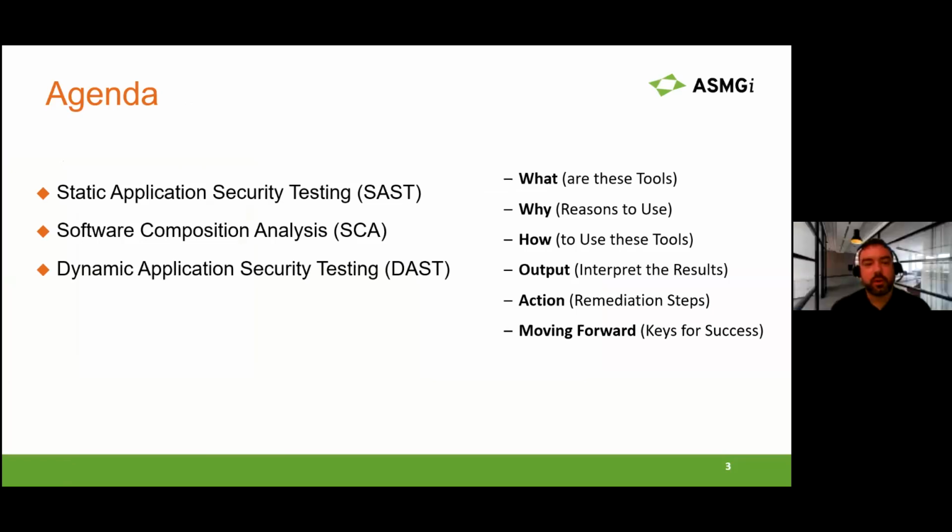And today for our agenda, we're going to cover a few different tools that we use on a daily basis, and some are a little newer, some are good old standbys. They're static application security testing, or SAST, software composition analysis, or SCA, and dynamic application security testing, which is DAST. We're going to go through what these tools each are, why you may choose to use them, how to go about using each of these tools, and then we're going to take a look at a little bit of the output and try to interpret the results, followed by a little bit of action items and remediation steps that we choose to take. And then we're going to give you a few keys for success so that if you do choose to implement these, you will have a way to move forward.